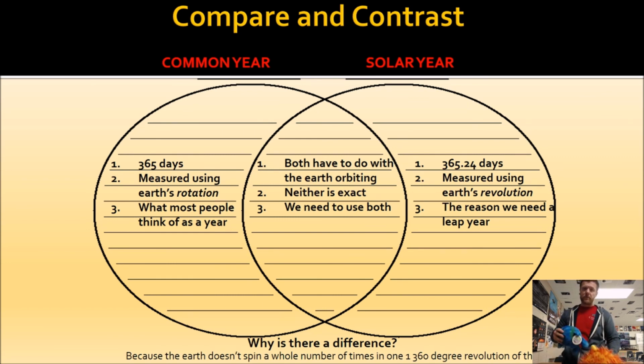Common year is what most people think of as a year. If you go out and ask somebody how long is a year, they're going to say 365 days. They're not going to say 365.24. So they are thinking of it on a calendar, hence the calendar year. They're not thinking of it astronomically, one orbit around the sun.